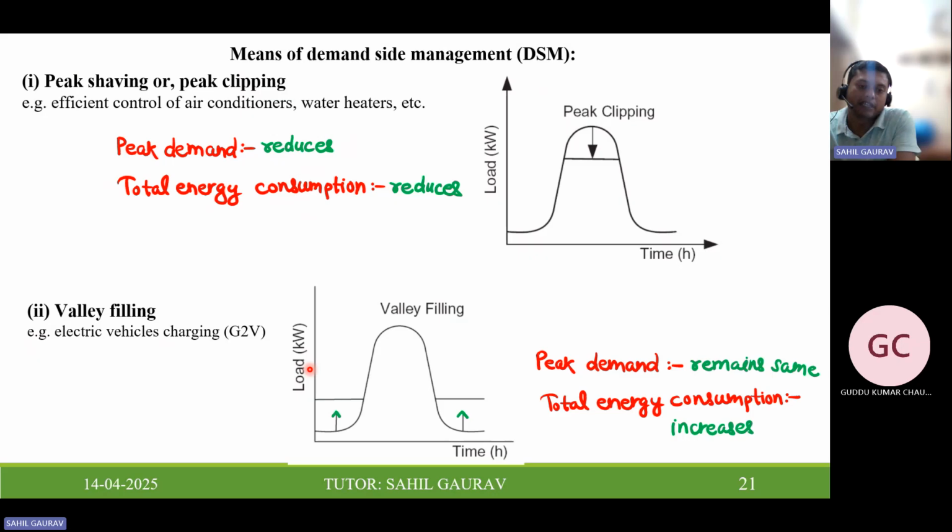Valley filling means we have a peak demand, so during off peak hours we are encouraging the consumers to use the energy, let's say electrical energy. So in these off peak hours, power consumption will increase. You can see that peak demand remains the same while total energy consumption increases.